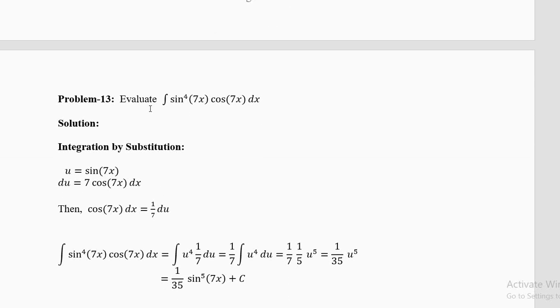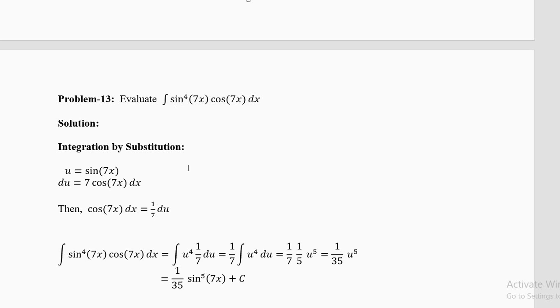Now evaluate sine power 4 7x cosine 7x. This question is not new. We have done it in the questions on algebraic substitutions. There are some questions from the old chapters here. So u equal to sine 7x. What's the derivative of sine? It is cosine with the number. The number gets adjusted. So make a substitution, u equal to sine, and the power is 4. So your answer will be sine power 5 and the number has to be found.